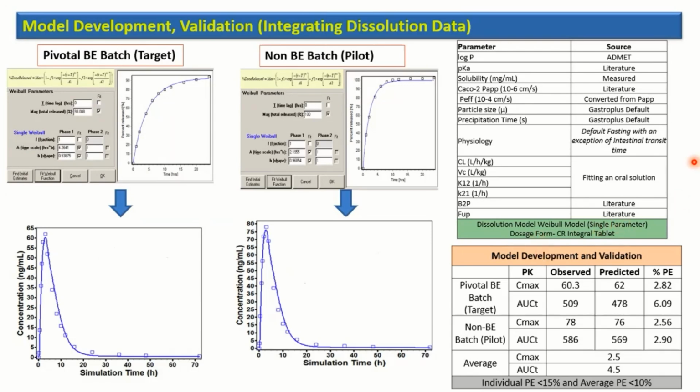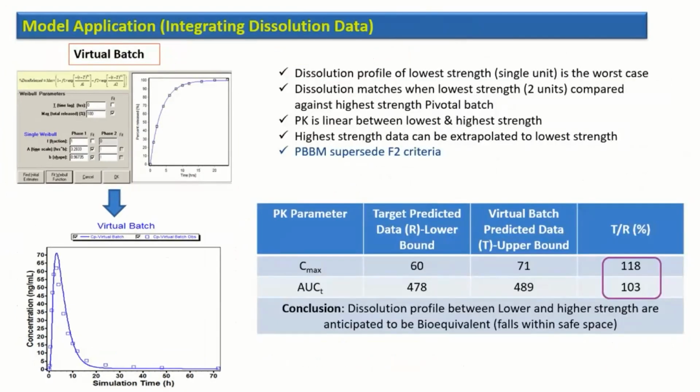The Weibull model was used to integrate the dissolution data. If you look at the table here, these are the observed data and these are the predicted data from the model using the dissolution profile in the QC media with a Weibull dissolution modeling approach. And you see the prediction error for the individual formulations is less than 15%, and the average prediction error is less than 10%. That means the model satisfies the criteria for validation, and now we can use this model for its intended applications.